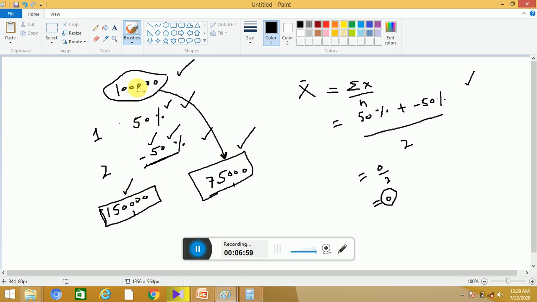So 1 lakh, with 50%, becomes 150,000. Then when there is a 50% loss, 150,000 becomes 75,000. But when we calculate it through arithmetic mean, it tells us that there is a 0% loss.